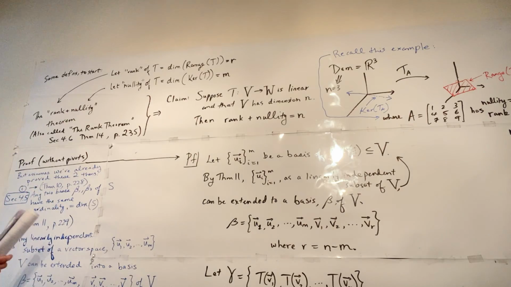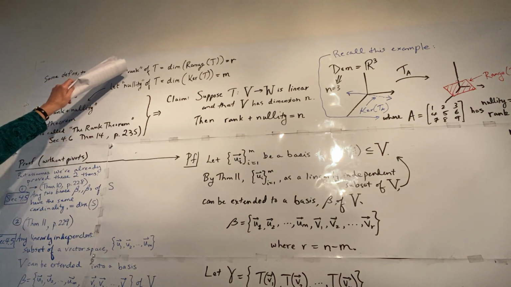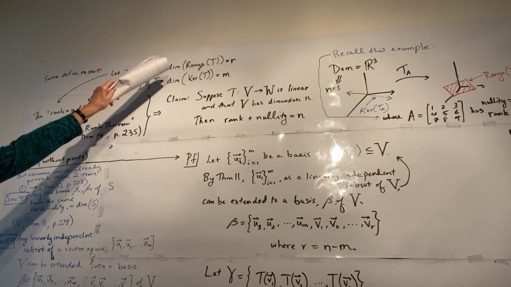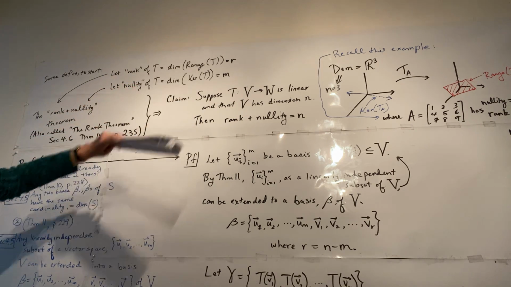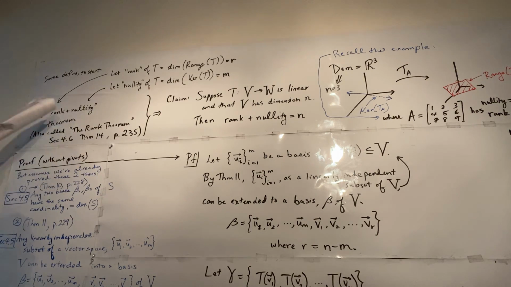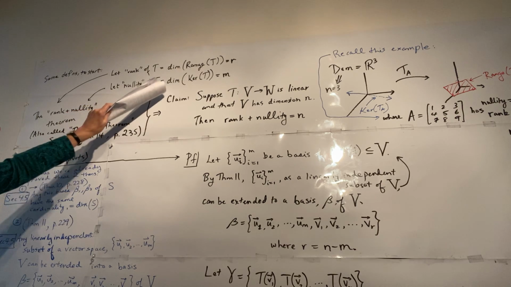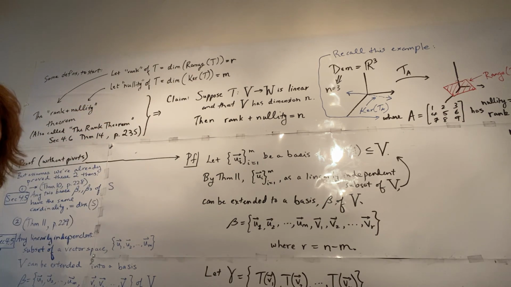So let's let the rank of a transformation be equal to the dimension of the range of that transformation. Okay, and we denote it by small r. The nullity, its definition is it's the dimension of the kernel of that transformation.